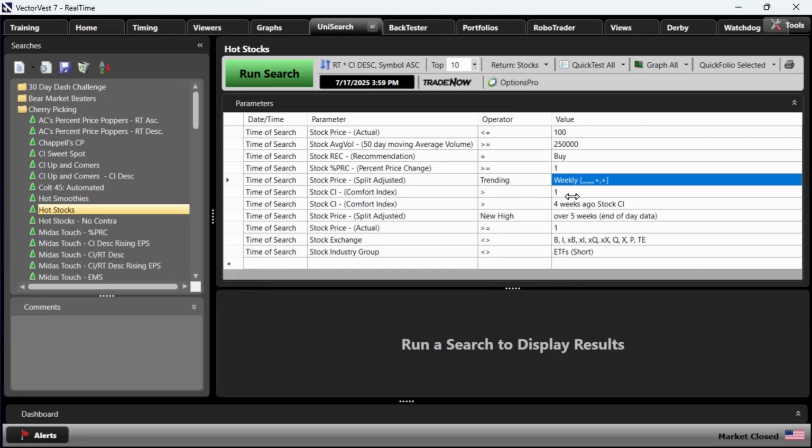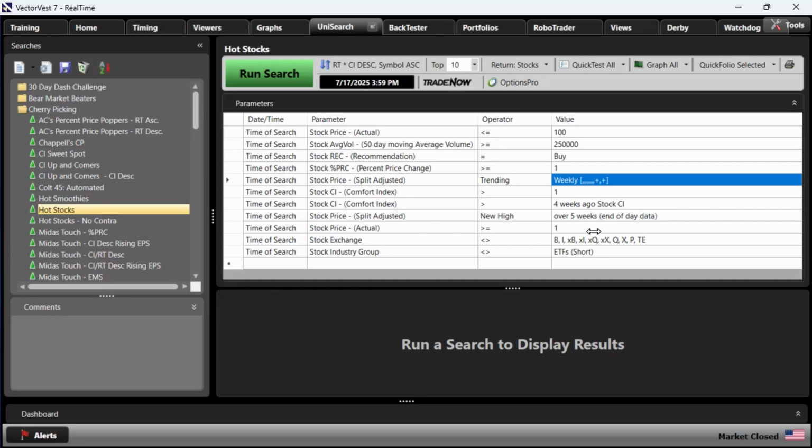Comfort index greater than 1. We want the comfort index also to be greater than it was 4 weeks ago. Stock price split adjusted new high over 5 weeks. We're using end of day data here. So just a new 5-week high. It's called hot stocks, right? So we want the stocks to be rising in price, with some nice acceleration.